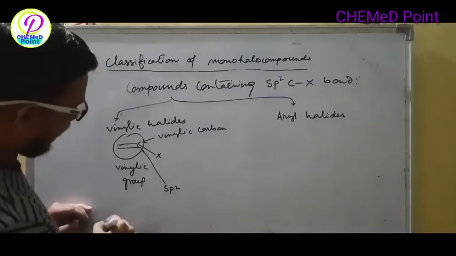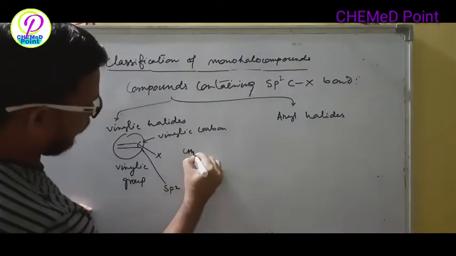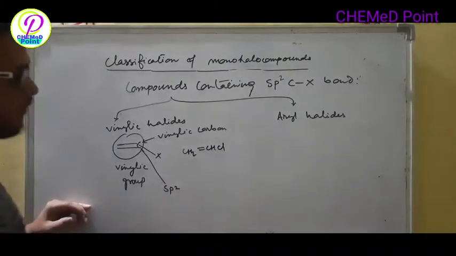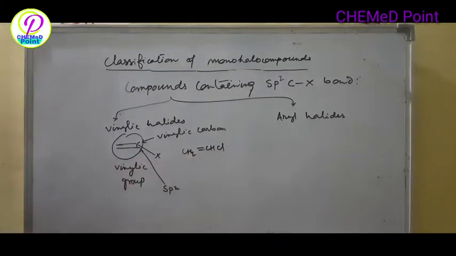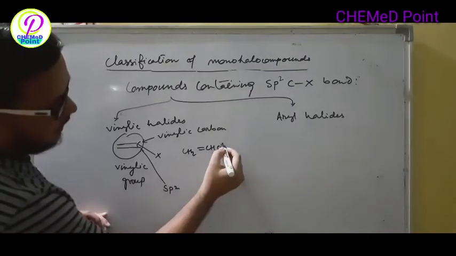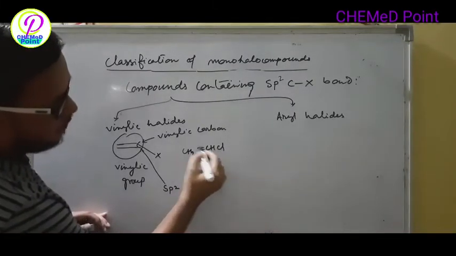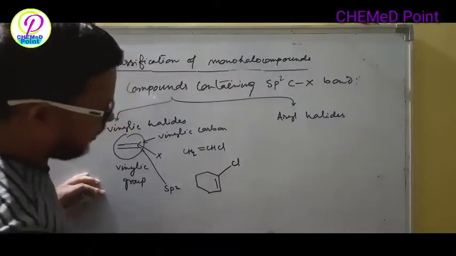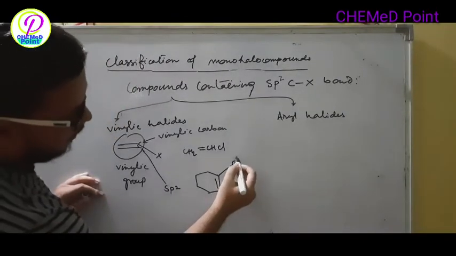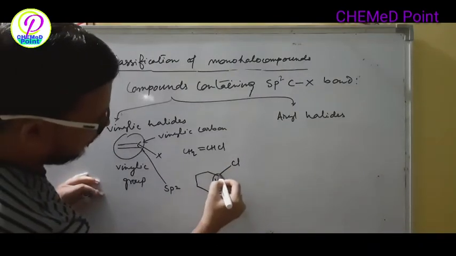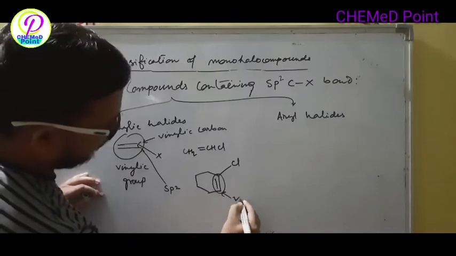Let us take an example. CH2=CHCl. This is vinylic halide. Here you see the halogen atom is attached to the vinylic carbon. Another example, you see this halogen atom is attached to the vinylic carbon. This group is the vinylic group.